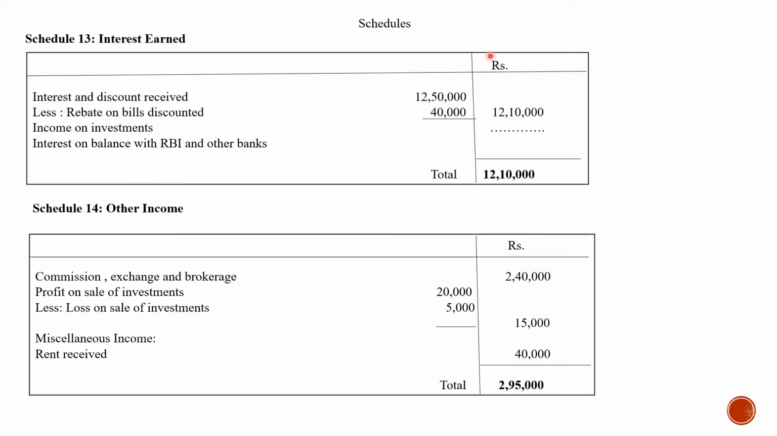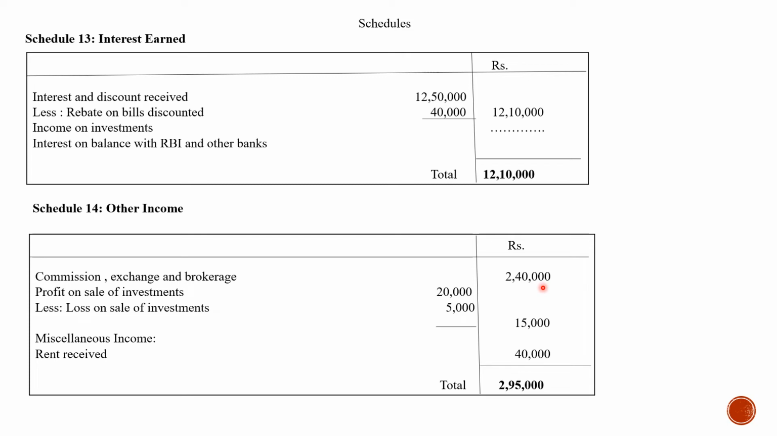Here we will discuss in detail the preparation of schedules. Schedule 13, interest earned. Interest and discount received: the first item should be placed here, and you need to deduct the rebate on bills discounted, that is 40,000, and then you will get a net figure of 12,10,000. No other items have been specified in your question, so you need to total it. While totaling schedule 13, you will get an aggregate balance of 12,10,000.